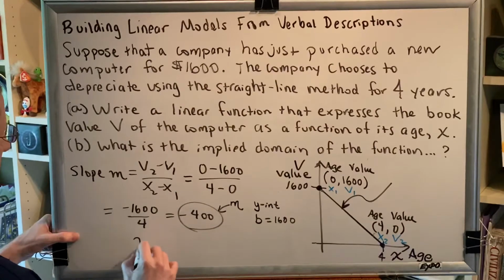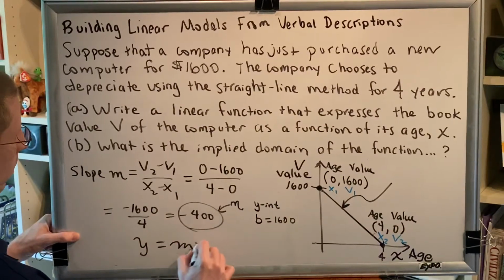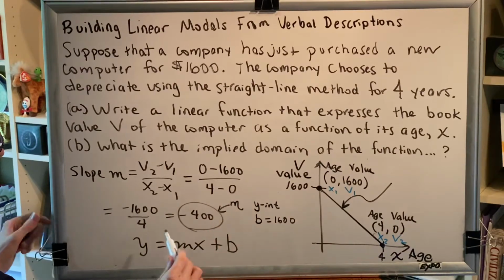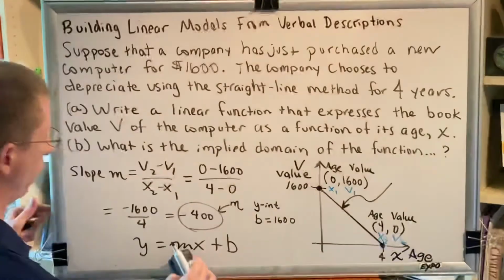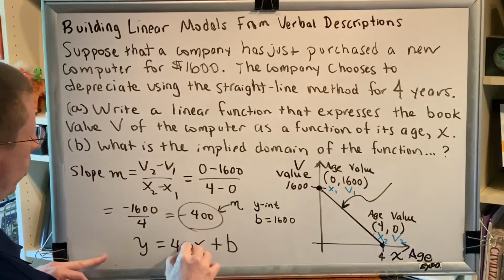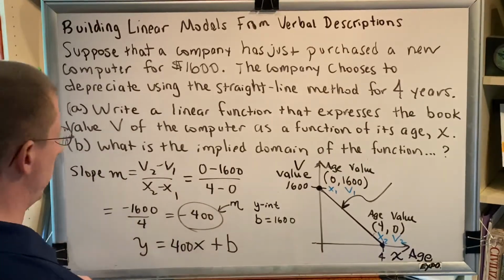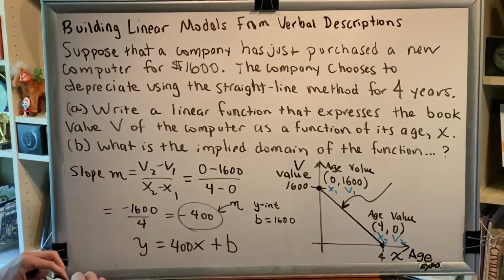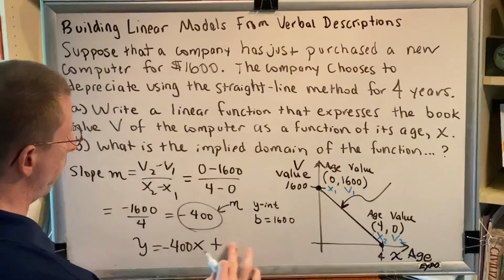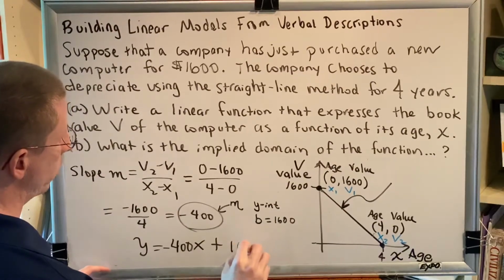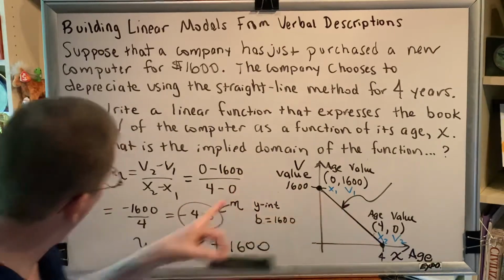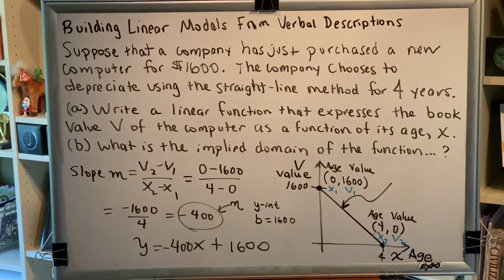You just have to remember y equals mx plus b. We know that m is negative 400, so we can replace this m here with negative 400. Excuse me, negative 400, I apologize. Get that negative in there. We know that b is 1600, so I can put that over here. So here is the equation of this line, y equals negative 400x plus 1600.